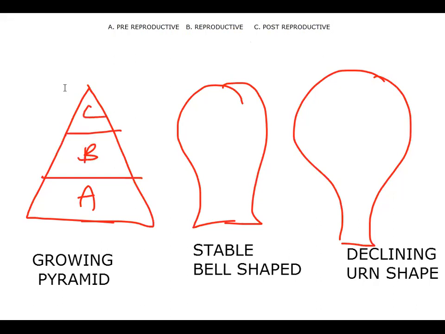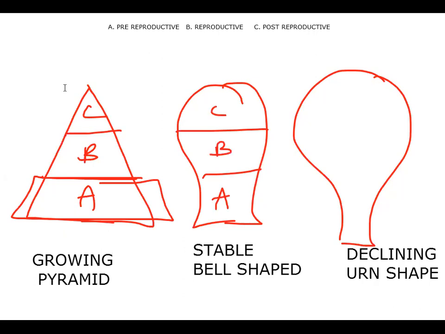A, B, C. That means in a growing population, the pre-reproductive age group is more. Next, in a stable population, almost all are equal. In a declining population, the pre-reproductive age group is less, and the reproductive age group is less than the post-reproductive age group, and more is occupied by the post-reproductive age group. So this is very important to be remembered here. So how does it affect the country's economy?